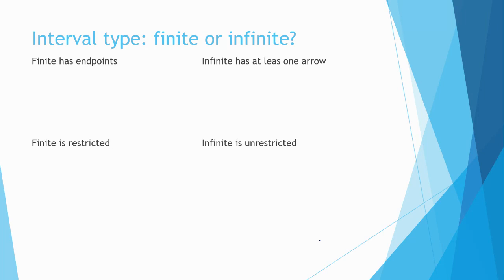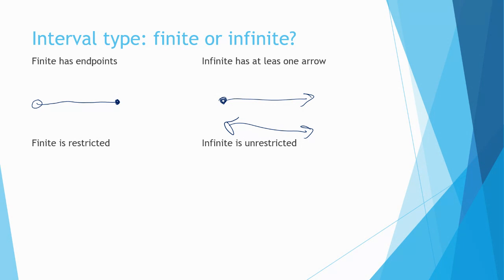So if you were to graph a finite, it would be a line with some kind of endpoint. It could be open or closed, doesn't matter. Infinite is going to have at least an arrow. Maybe it has an endpoint here. Maybe it has arrows at both ends. Either way, it's going to have at least one arrow to be infinite.